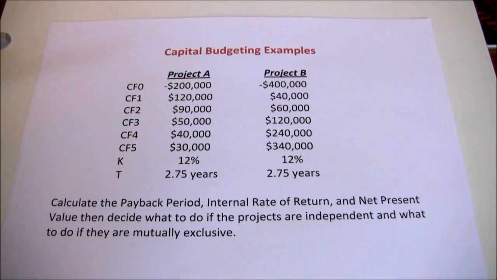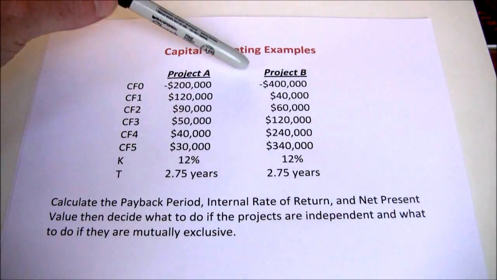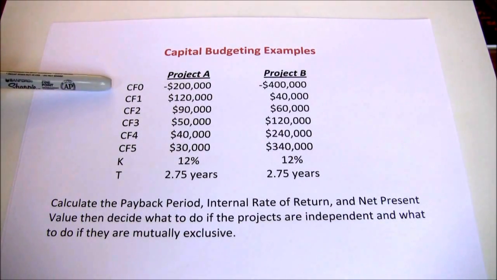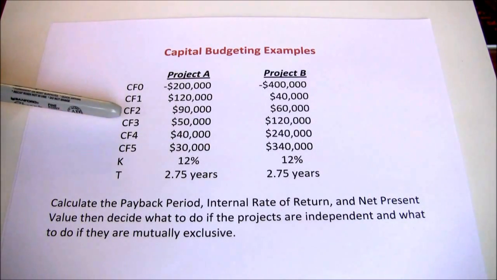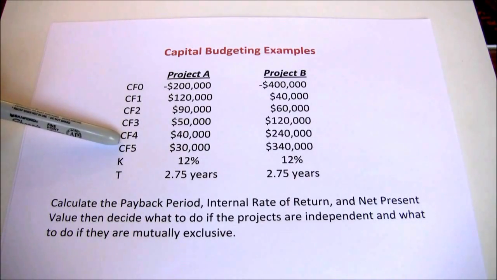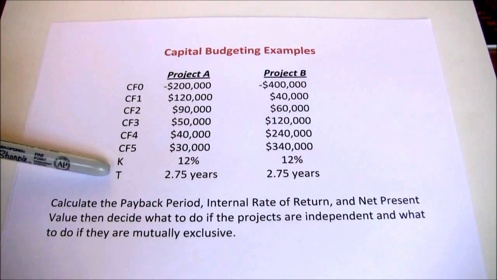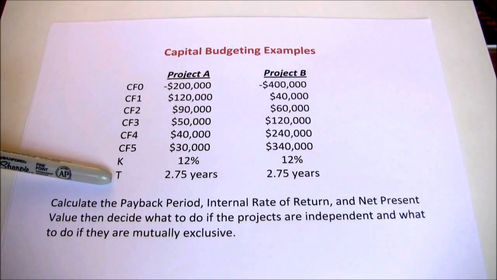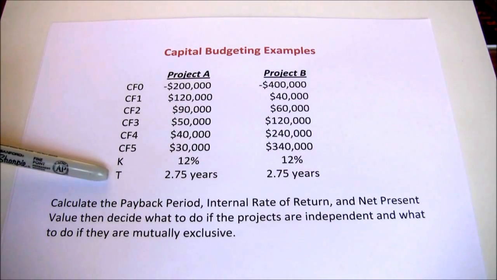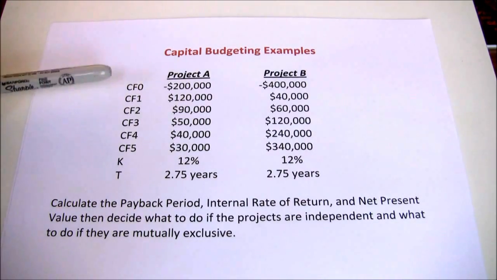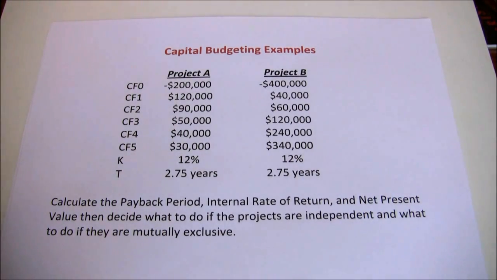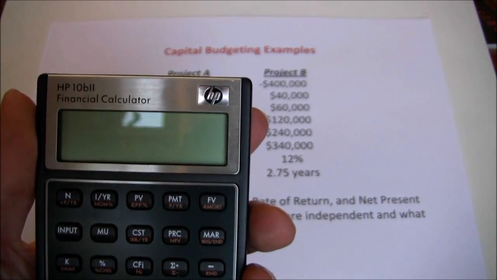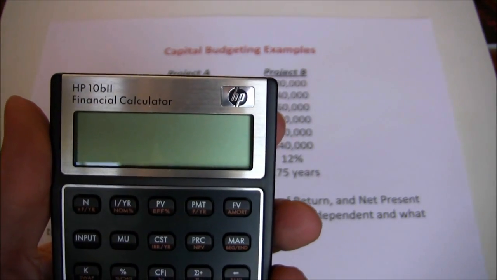So we have two sets of capital budgeting projects, projects A and B. Project A has an initial cash outflow of $200,000, then $120,000, $90,000, $50,000, $40,000, $30,000. It's got a 5-year time horizon and a required return of 12%. There's also a critical acceptance level of 2.75 years, which we're not going to be using in this example, but is used when we calculate payback period. So again, we're going to be doing the internal rate of return on the HP10BII financial calculator.